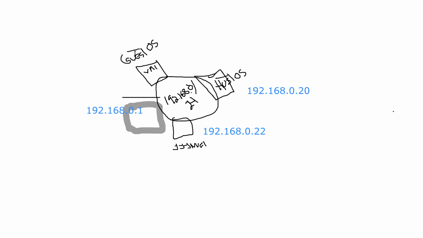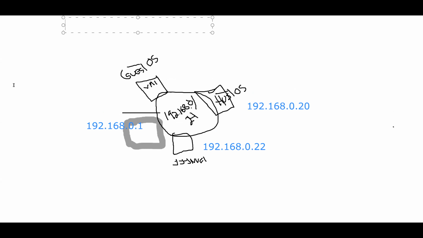And so let's now look at our VM to see what this address is. All right, so our address is 192.168.0.71. Okay.